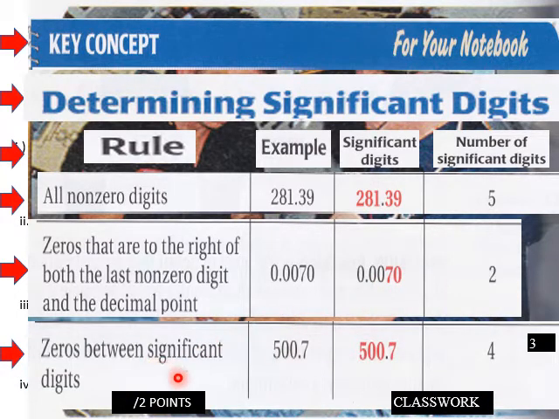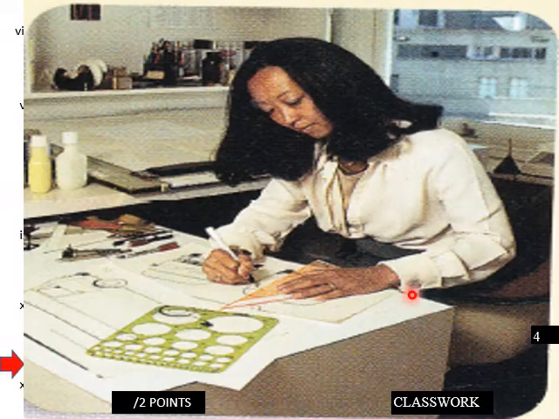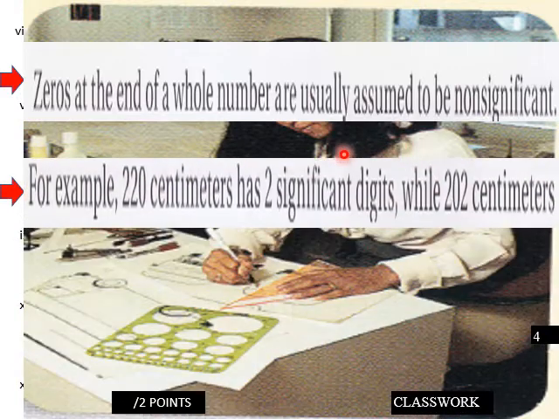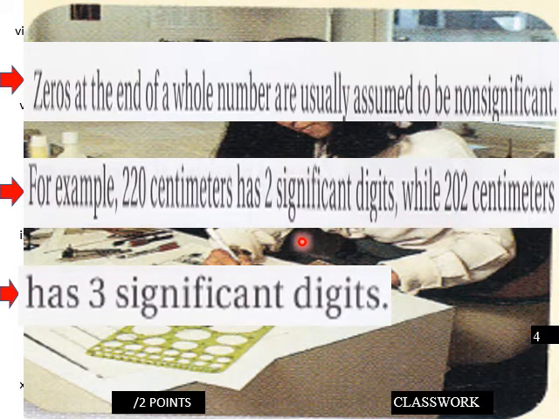So zeros between significant digits. So we have 500.7. We got 500, and we got a little bit more than 500. We got 0.7. So in this case, we have 4 significant digits. So going into page 4 here, zeros at the end of a whole number are usually assumed to be non-significant. For example, 220 centimeters has 2 significant digits, while 202 centimeters has 3 significant digits.